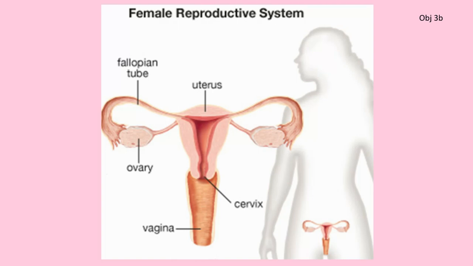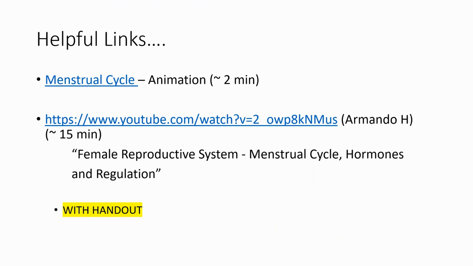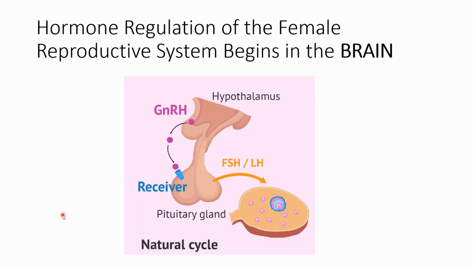Okay, welcome to Chapter 27, Objective 3B, where we talk about the regulation of the female reproductive system. Now, this one's going to be a little bit longer than the male, so let's go ahead and get started. I encourage you all to take a look at the video that has the handout associated with it from Armando Hasudigan. He does a fantastic job visually explaining the graphs in the female reproductive system.